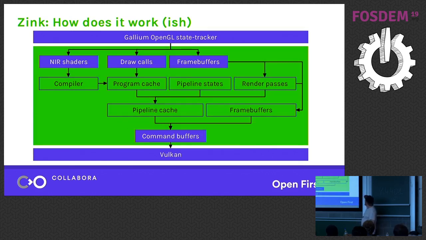And here's a rough overview of the data flow of the driver for draw calls. So there's, for instance, a compiler that feeds a program cache, and there's a pipeline cache that takes in render passes and creates frame buffers, and feeds that into command buffers.